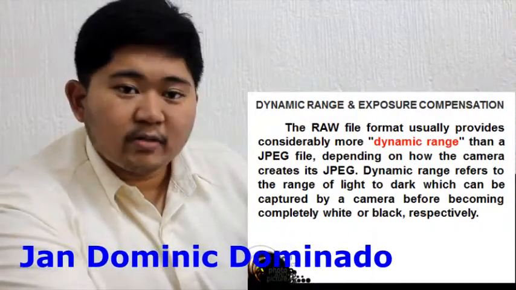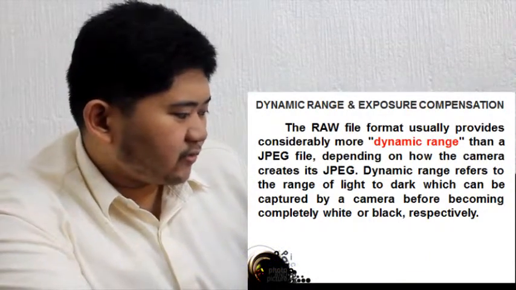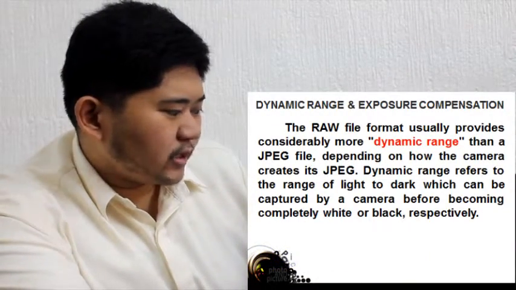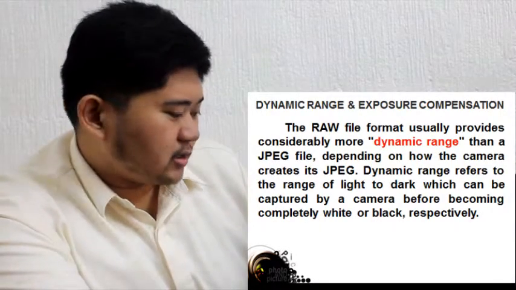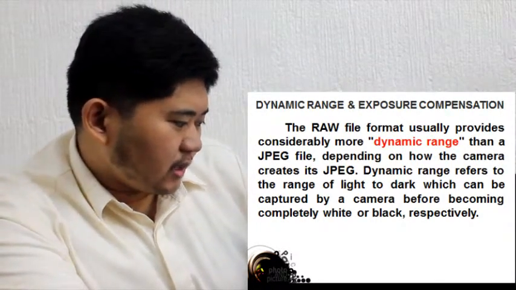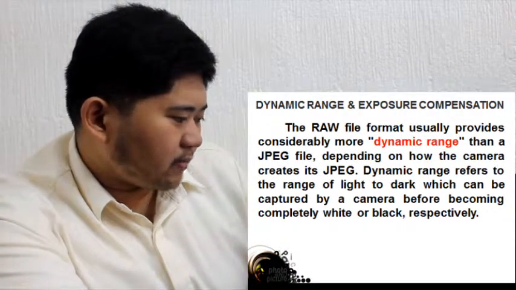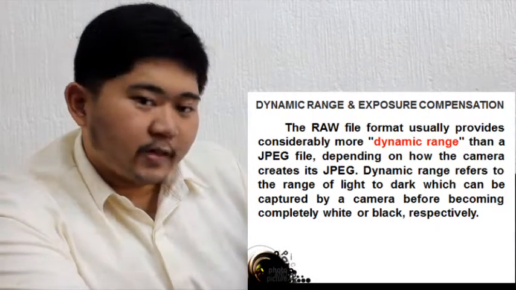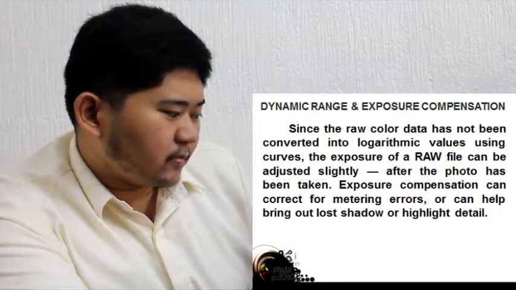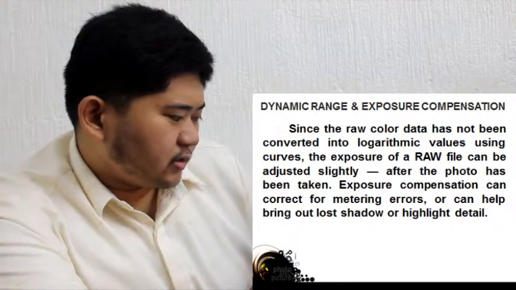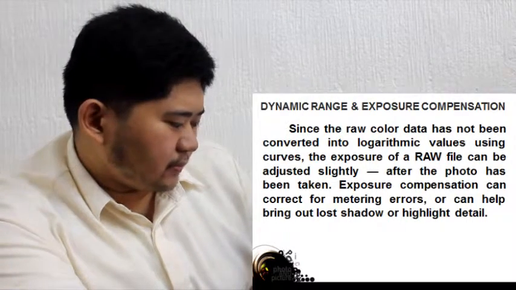Now I'm going to talk about dynamic range and exposure compensation. The RAW file format usually provides considerably more dynamic range than a JPEG file, depending on how the camera creates its JPEG. The dynamic range refers to the range of light to dark which can be captured by a camera before becoming completely white or black, respectively. Since the raw color data has not been converted into logarithmic values using curves, the exposure of a raw file can be adjusted slightly after the photo has been taken.